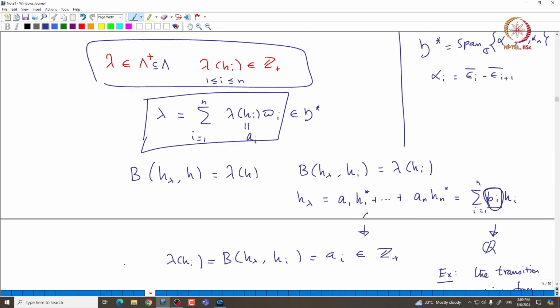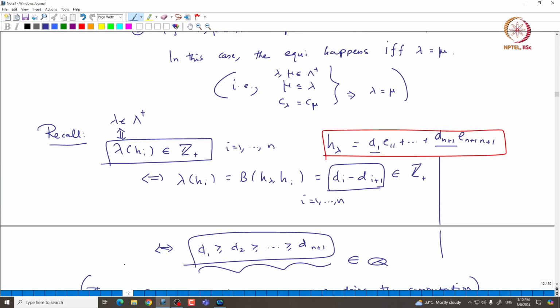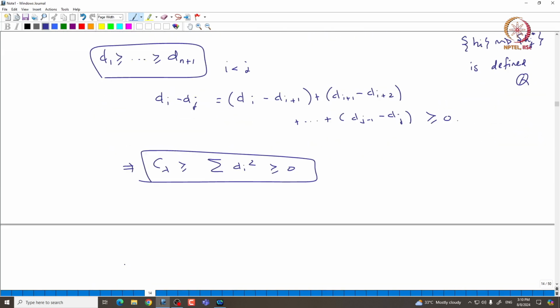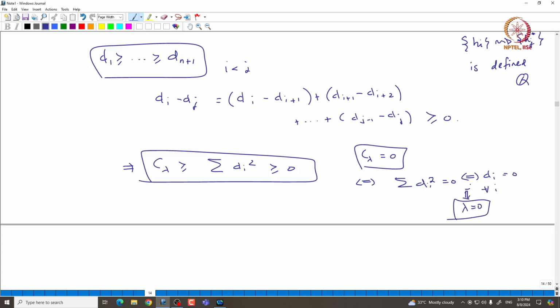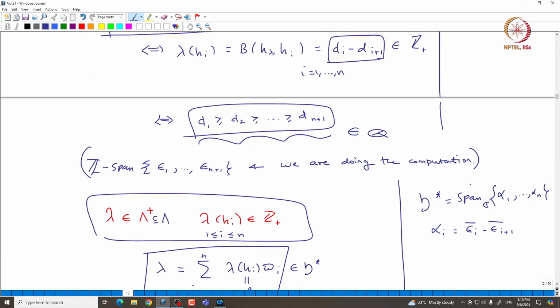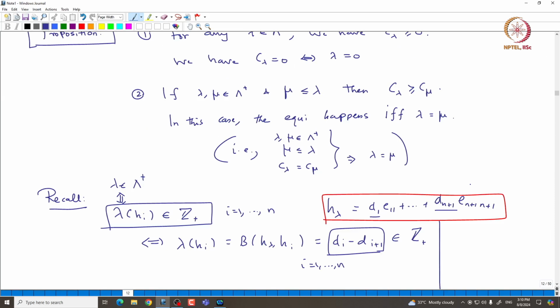So, whenever lambda is dominant, we can see that C lambda must be non-negative. And now, from this calculation, you can easily see that C lambda is 0 if and only if the summation Di square is 0, Di being rational, that means if and only if Di is 0 for each i, and that means lambda is 0. Okay. So, this just means lambda is 0. So, now we will again use a similar observation and then prove this second statement.